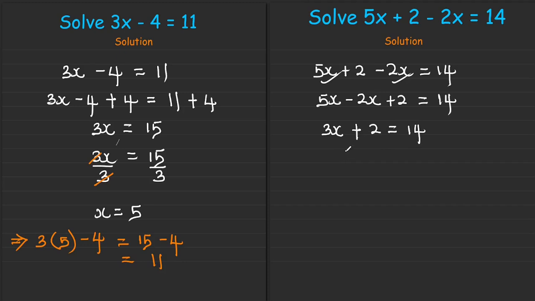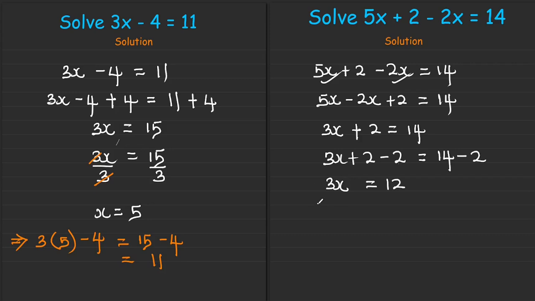So we said with the balancing method, whatever you do to the left-hand side, you do the same to the right-hand side. To neutralize the 2, we will need to subtract 2. And since we have done that to the left-hand side, we need to do the same to the right-hand side. So that we have our 3x, positive 2 minus 2 gives us 0. So we have 0, which is equal to our 14 minus 2. 14 minus 2 gives us a 12.